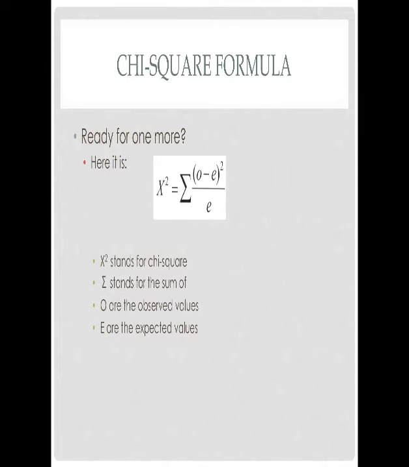This is your formula. This is what you're going to use. You're going to see on your very last homework, you're going to have to calculate a chi-square manually. So let's take it apart.